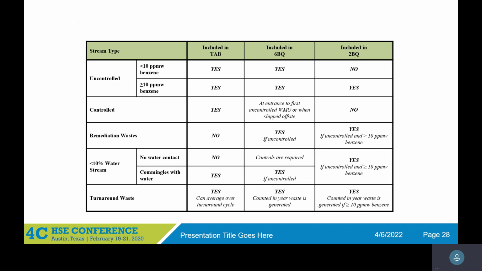So, what refinery are you from? Oh, okay, good. Yeah, do you know what your tab number is? I just did it, but yeah. Sorry. Okay, but are you a 2BQ facility or 6BQ? So you're 6BQ. You're 6BQ.